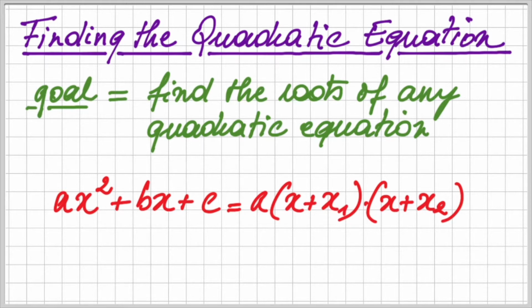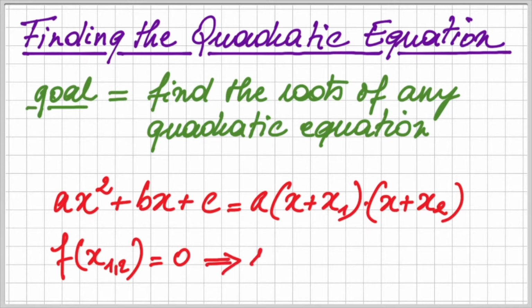And we can write this as a multiplication of the highest order coefficient a with (x plus x1) and (x plus x2). So this is in fact the factorized form of the quadratic equation. And in this case, we have f of x1 or f of x2 is equal to 0, which means that these are in fact the roots of the quadratic equation.